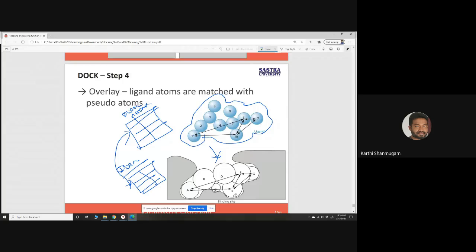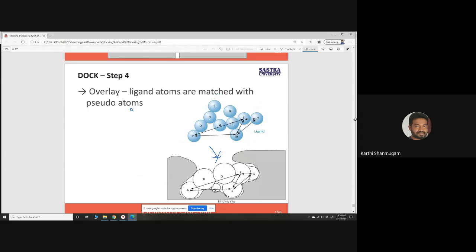I cannot go to the next slide without getting any response. Is it understandable or not? Yes, sir. Okay. So that is what exactly this UCSF DOCK algorithm does.